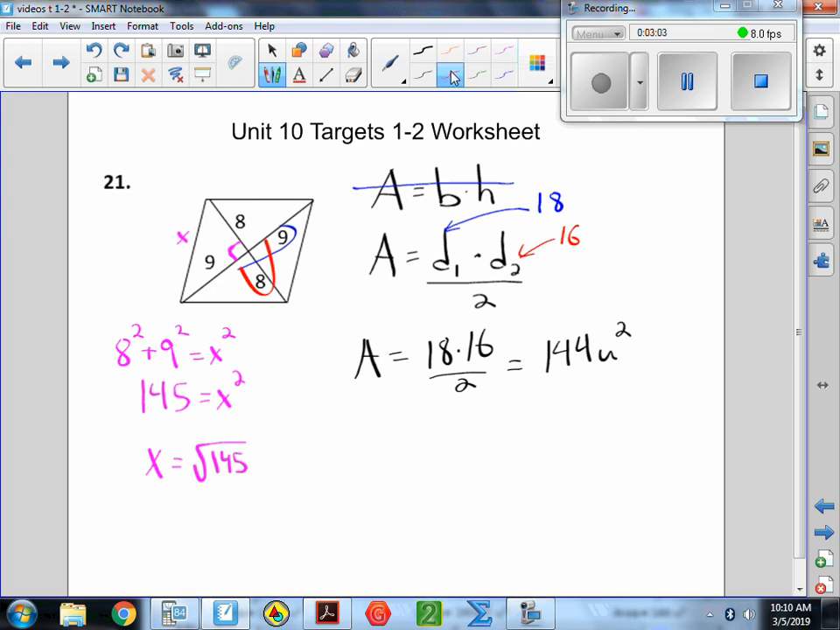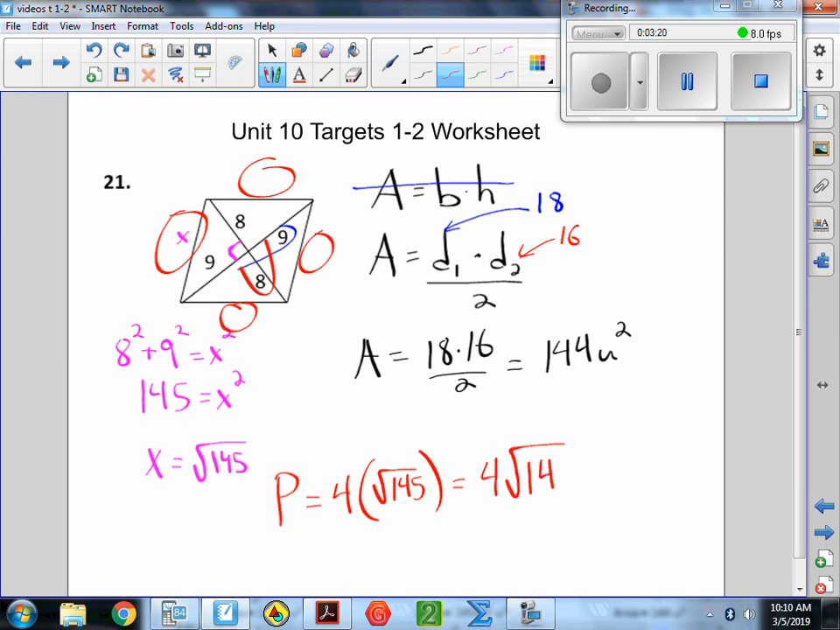The perimeter then is going to equal square root of 145 4 times because you have 4 sides of the triangle. So root 145 plus root 145, etc. Or 4 times root 145. Well, that just stays 4 root 145 as an exact answer. And 4 times root 145 as a decimal is going to be 48.2. And that's your approximate perimeter.